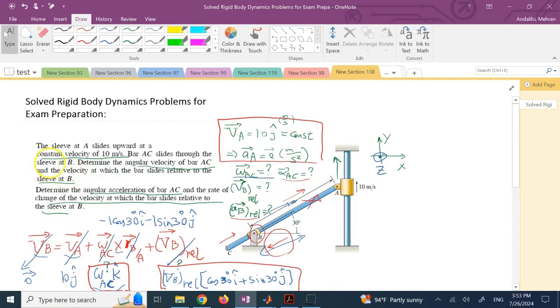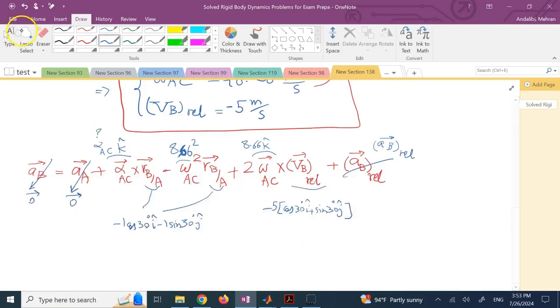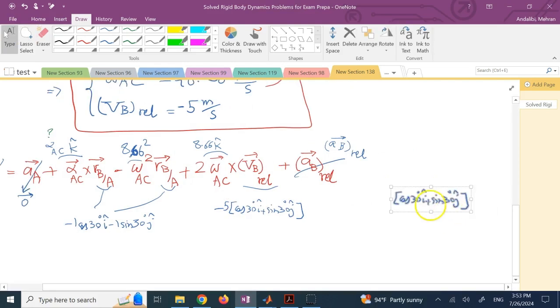So that should also be along the cosine 30 i plus sine 30 what? j. Okay, now it could be again positive, or it could be what? It could be negative. Here we assume it is positive. If our assumption is wrong, guess what? We're going to end up with a negative number for that magnitude. So here we're just going to move this guy up.